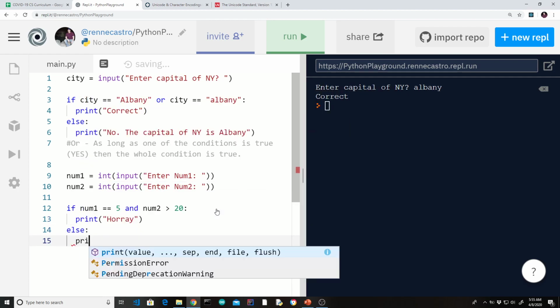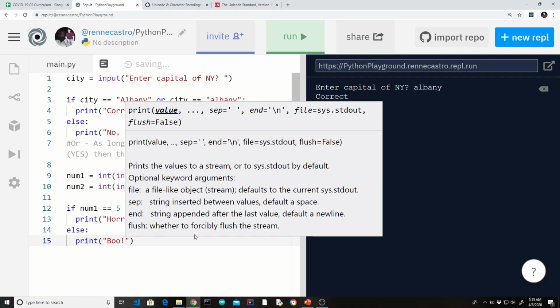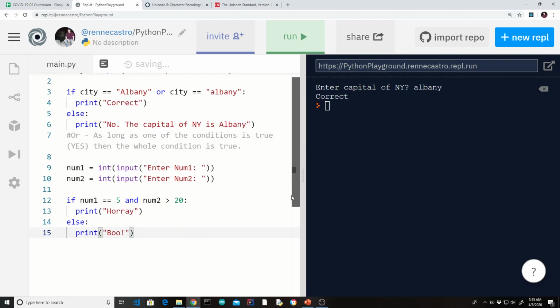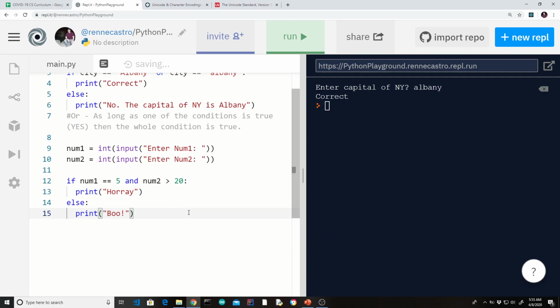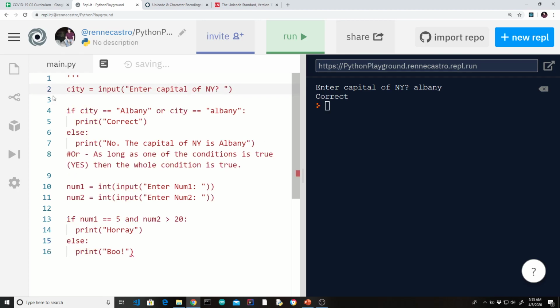Else, we're going to print boo. Okay? So let's run the example. And what I'm going to do is comment out this first code just so we don't have to keep going through that one again.